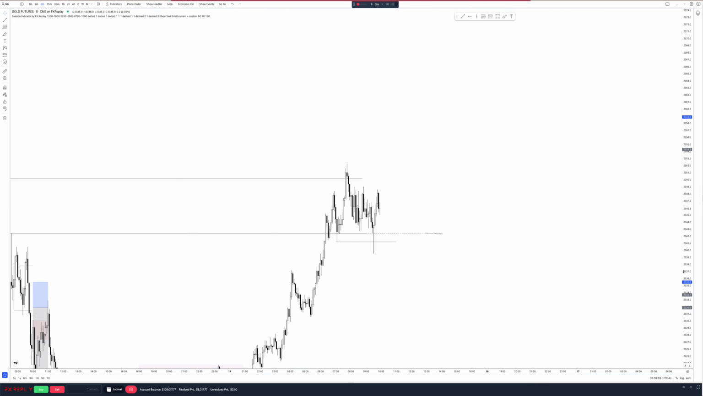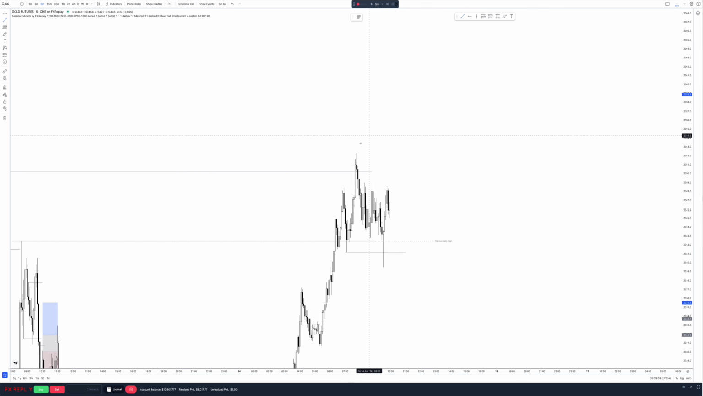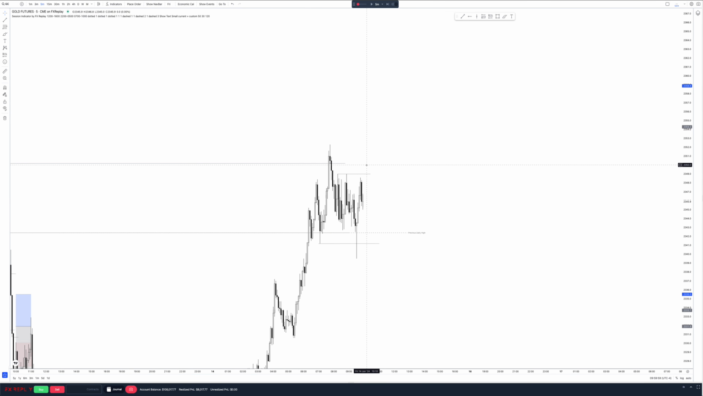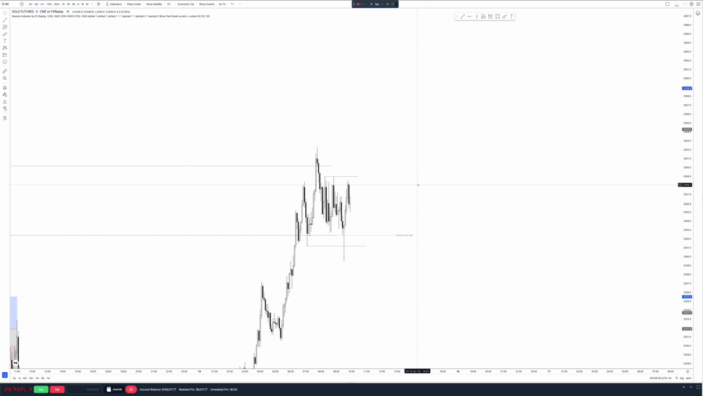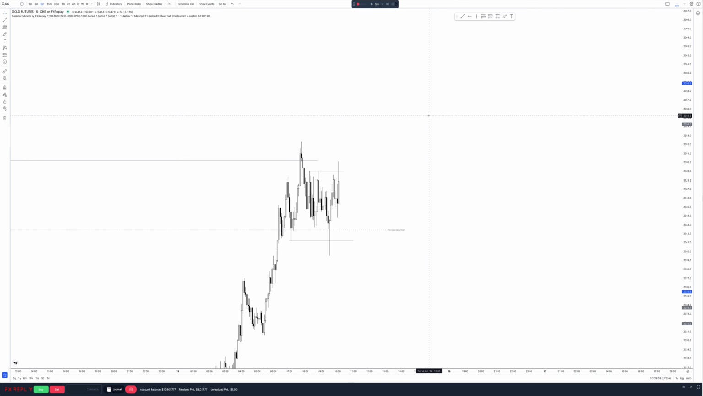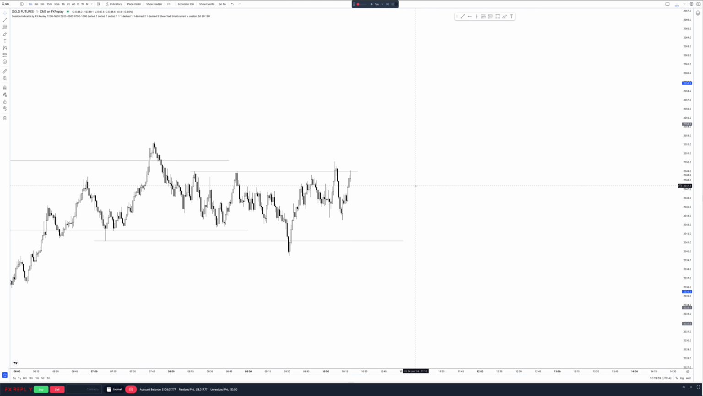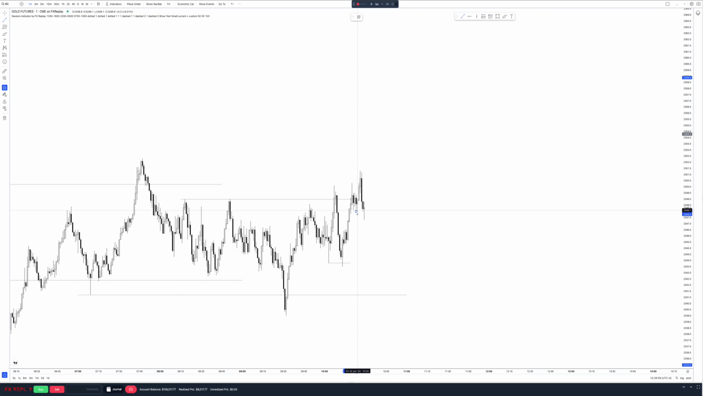Let's see. Because sellers are now induced. It did take out this low, so maybe if it comes into here and then starts moving down, I'll possibly take some sort of entry. I got taken out. Okay. Interesting. Let's go to the 1 minute time frame.